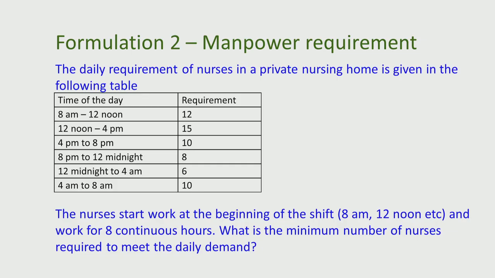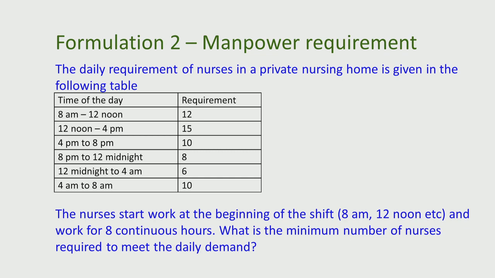Now, this is given as 6 time slots in a day, each time slot being for 4 hours. For example, 8 a.m. to 12 noon we require 12 people, 12 noon to 4 p.m. we require 15 people, and so on.